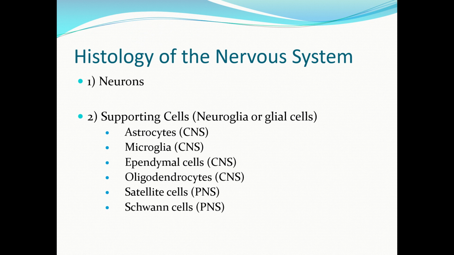All right, so let's look at the histology of the nervous system. There's neurons, which are the functional cell of the nervous system that conducts impulses. And then there are supporting cells, which are called neuroglia or glial cells. And glial kind of translates as glue. And those include 4 in the central nervous system and 2 in the peripheral nervous system. We'll look at neurons first, and then we'll look at all of those supporting cells.